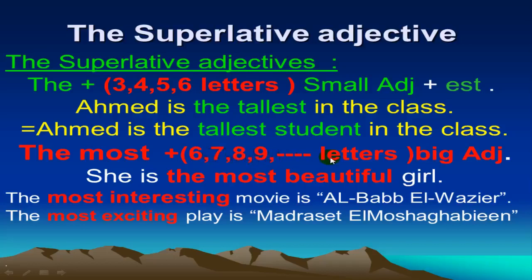6, 7, 8, 9, 10 letters. Very big adjective, more than 6 letters. She's the most beautiful girl. Beautiful: 1, 2, 3, 4, 5, 6, 7, 8, 9. 9 letters. This is a big adjective.